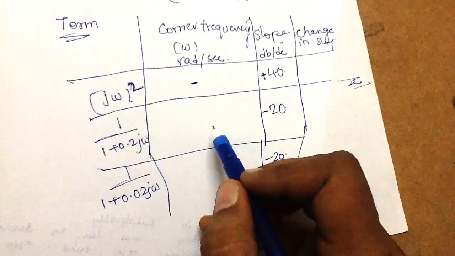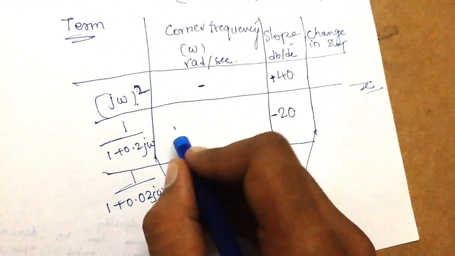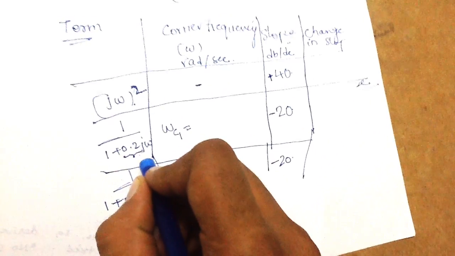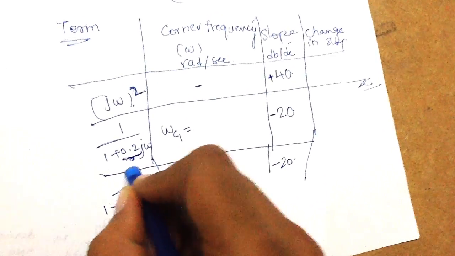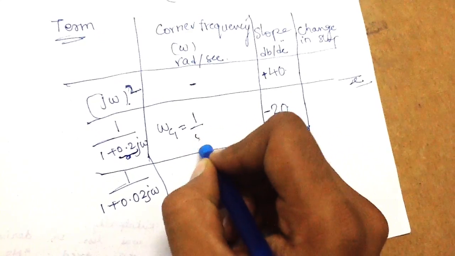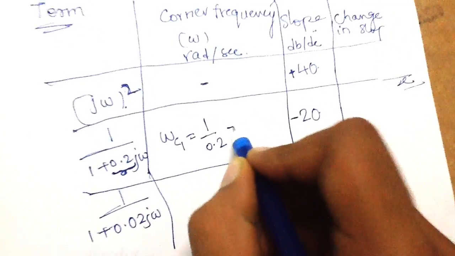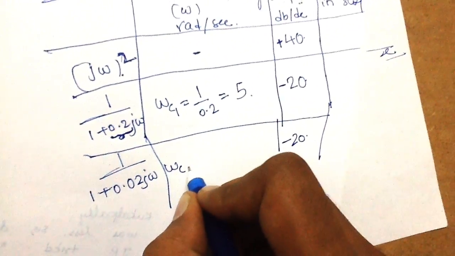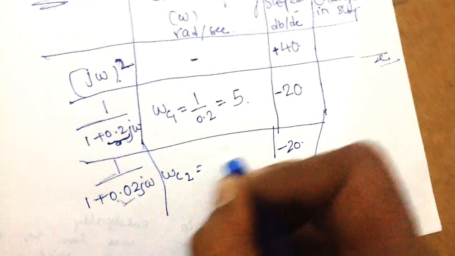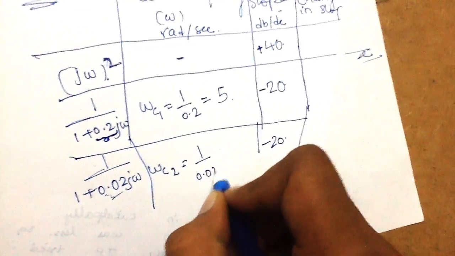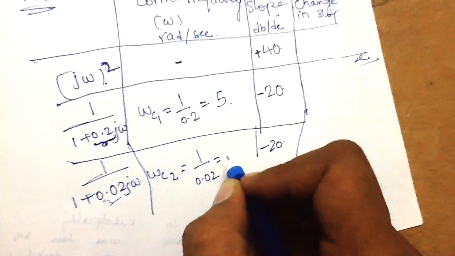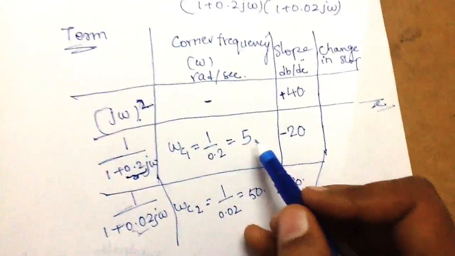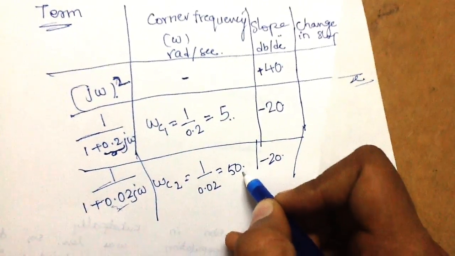So now coming to the corner frequency for the second one, let us write it as omega c1 is equal to whatever is the coefficient of this j omega in here. Write that as 1 by 0.2. So what you're gonna get is 5. And for this, I want you to take your calculators out and calculate it. So 1 by 0.02. But this is gonna be simple because you're just gonna multiply that with 10. So it's 50. So omega c1 is 5 and omega c2 is 50.